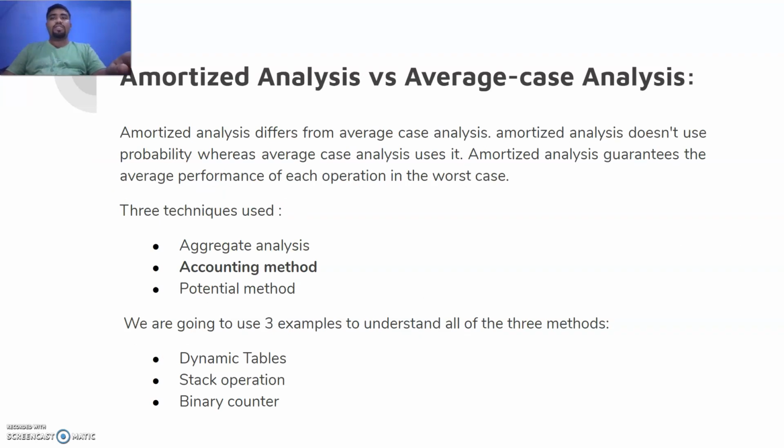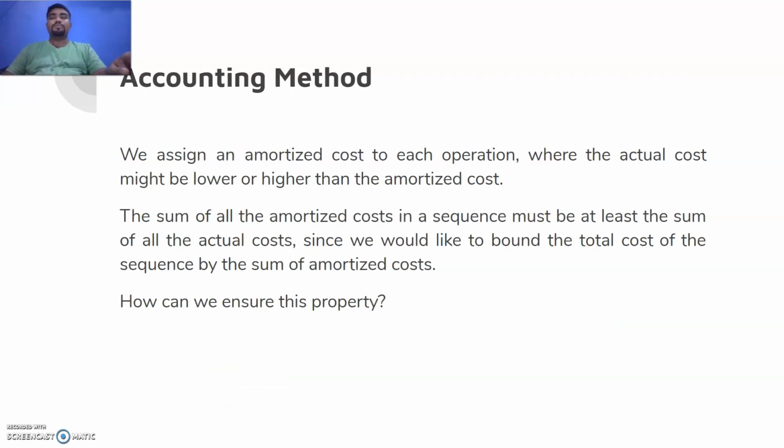There are actually three methods using which we can solve this: the aggregate analysis, the accounting method, and the potential method. And there are three examples using which we can understand how these techniques work: dynamic tables, stack operation, and binary counter. In this video lecture, we are going to focus only on the accounting method. So let's start. What is the accounting method?